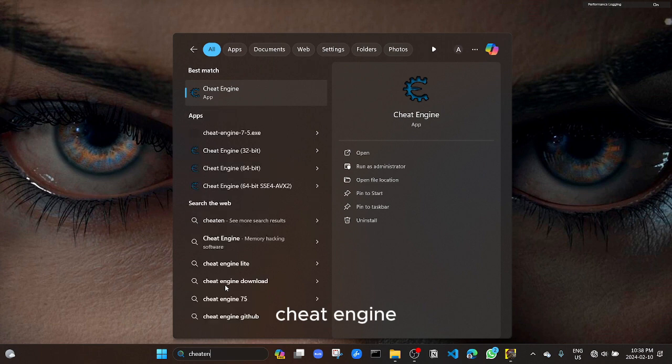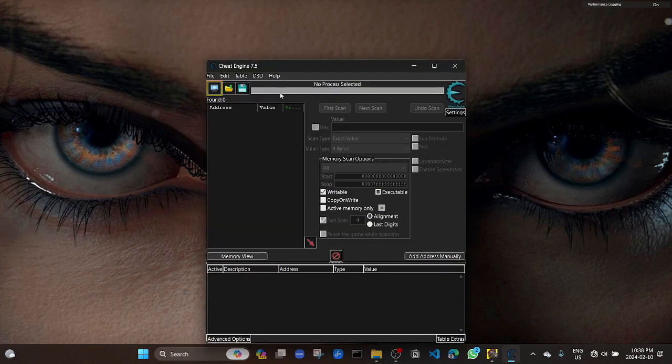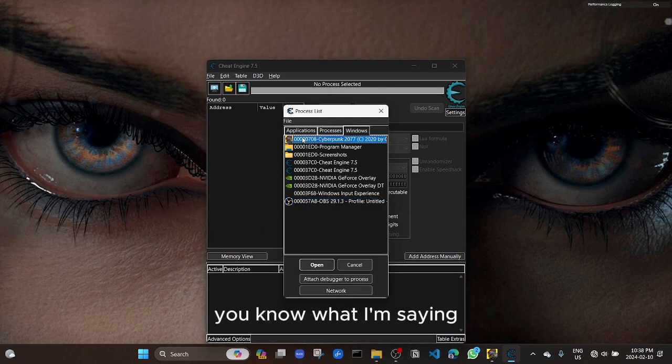Cheat Engine. Like, Cyberpunk is already real, you know what I'm saying?